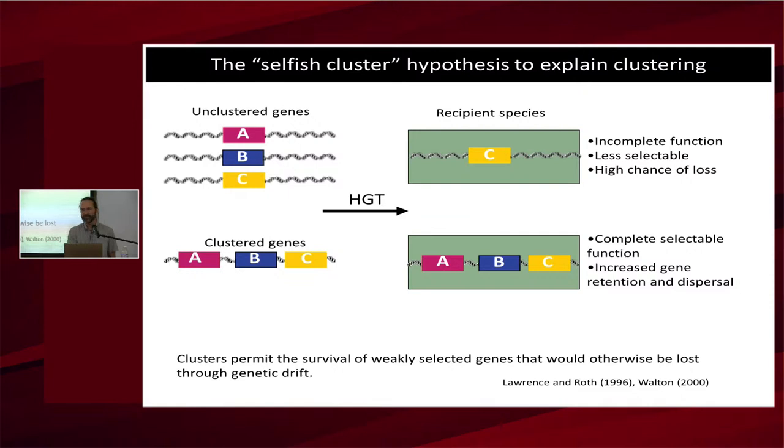However, if the genes are located in close proximity to each other and they contribute to a common metabolic function or a common pathway, they can easily all be acquired simultaneously and therefore confer the complete function to the recipient genome. So it's been proposed that this can sequentially generate gene clusters, growing them by repeated iterations of this process. So the idea is that if there are genes that are weakly selected on their own, they may survive more if they participate in clusters that can survive horizontal gene transfer. That's the essence of the selfish cluster hypothesis.